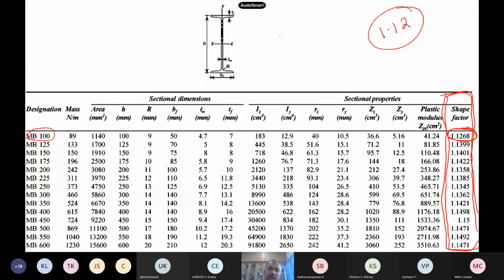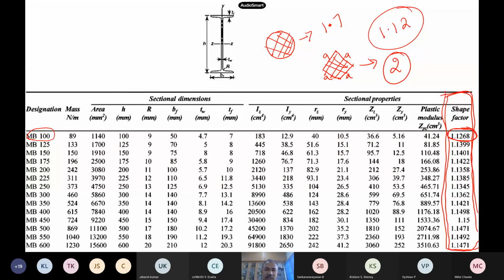Now suppose you take a circular cross section, a solid circle, its shape factor is 1.7. You follow. Then if you take a diamond, a square placed like this, and it is solid only, this will be 2 basically. You followed, almost double it will be also.